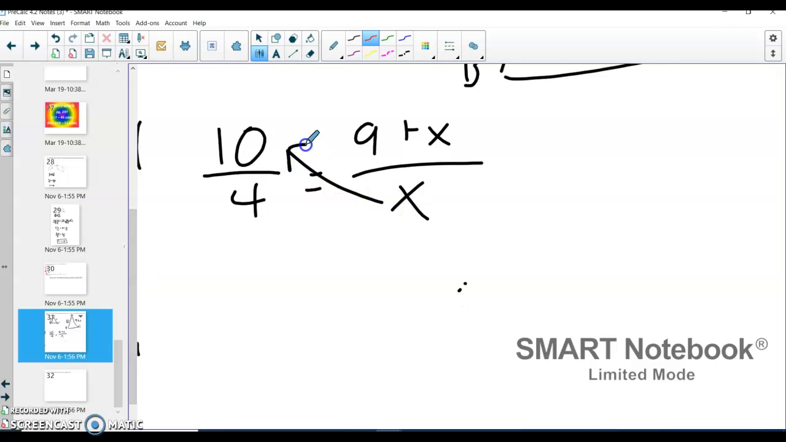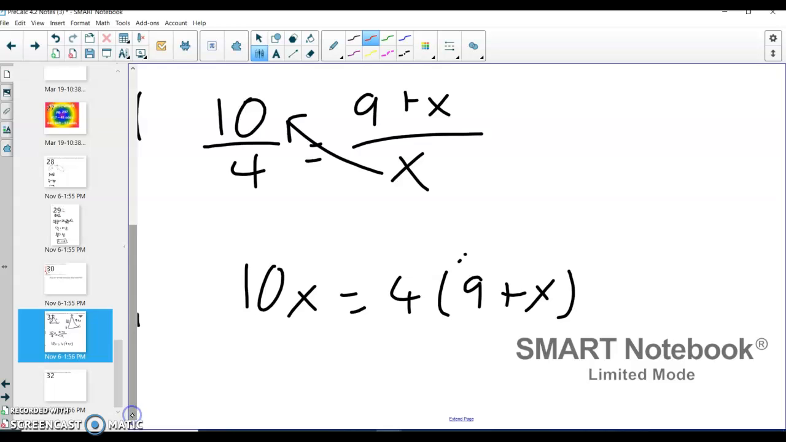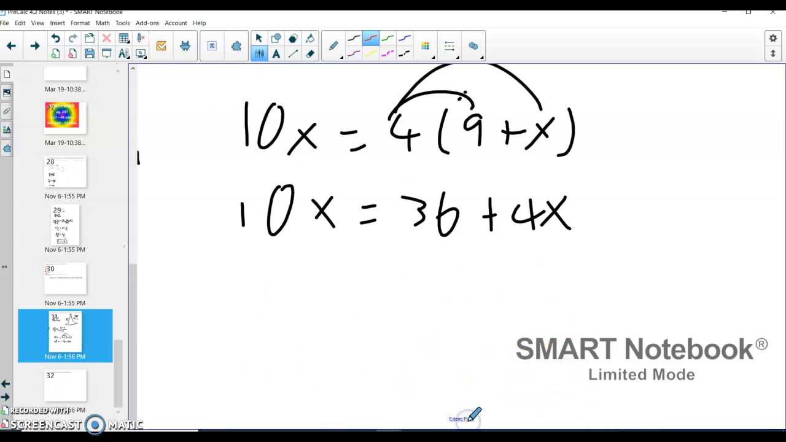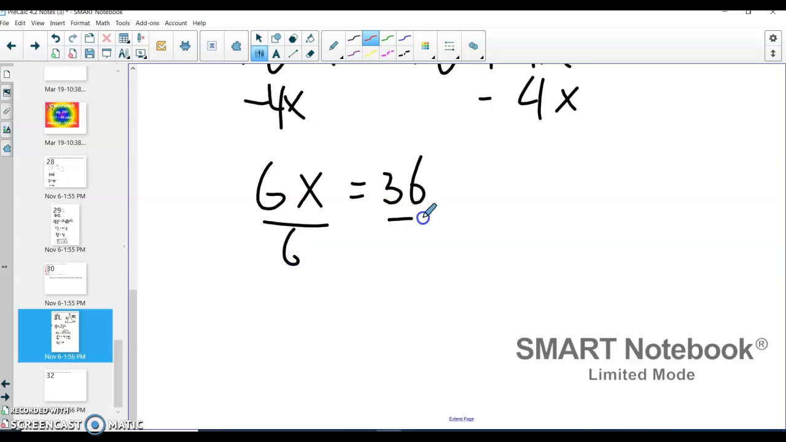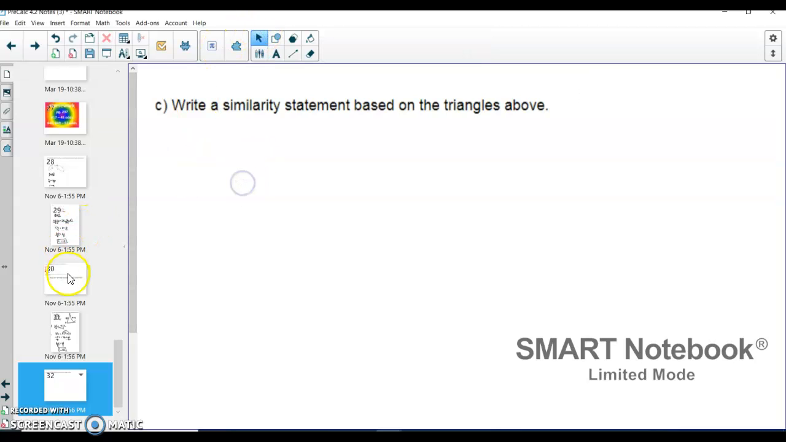If I start doing my cross multiplication here, I get 10x equals 4 times 9 plus x. This time I need to distribute my 4 in to both. So this is 10x equals 36 plus 4x. I can subtract 4x on both sides to move them all onto one side here. And I get 6x equals 36. When I divide both sides by 6, I end up with x equals 6, because 36 divided by 6 gives me 6.